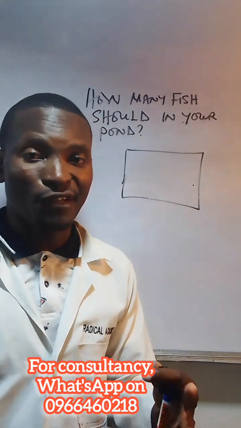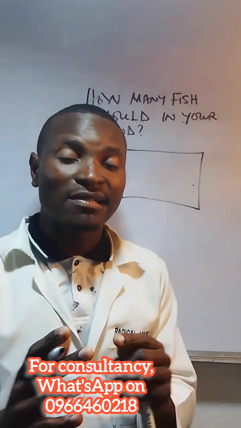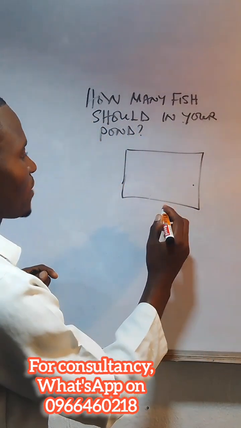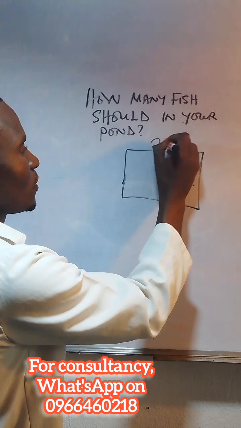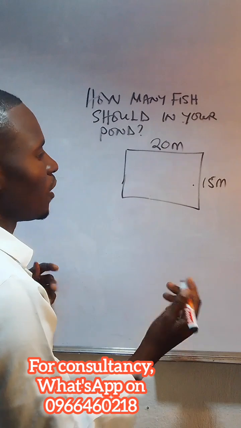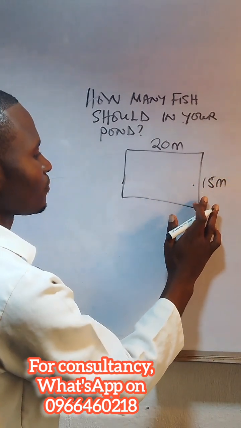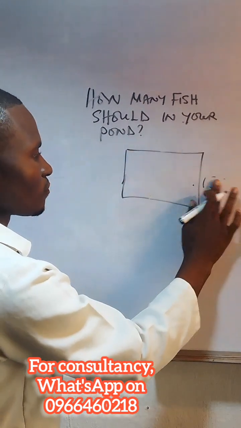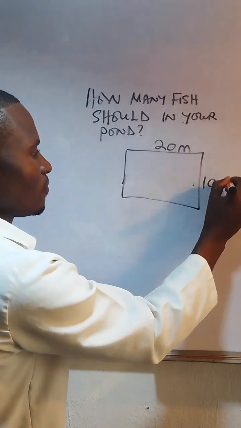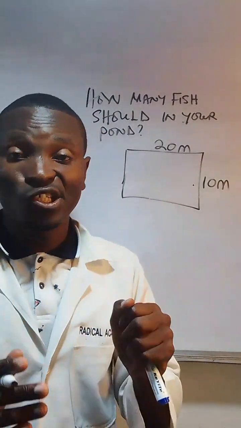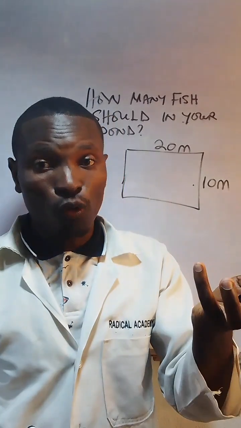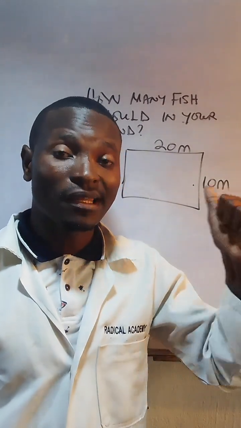Now let's say you have a fish pond, and this fish pond has a rectangular shape. Let's say, for example, this is 20 meters, and this is 10 meters. So if you have a fish pond that has those dimensions, how do you go about knowing how many fish you should put in this kind of pond?